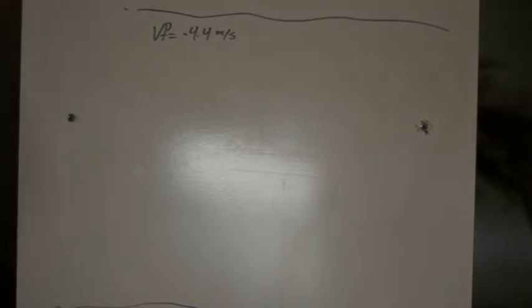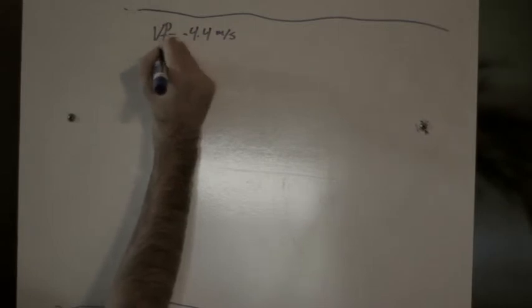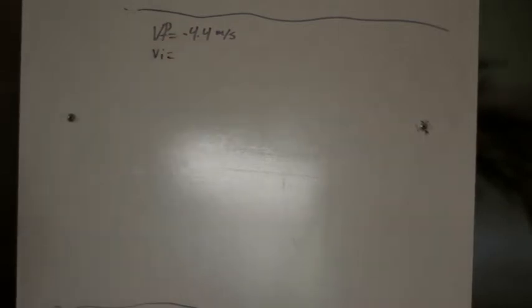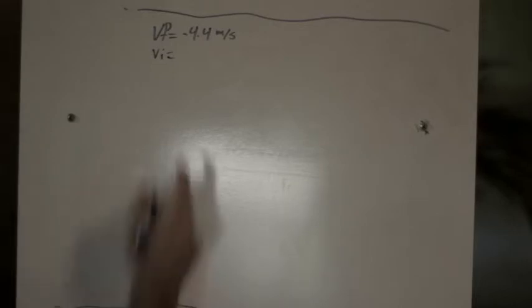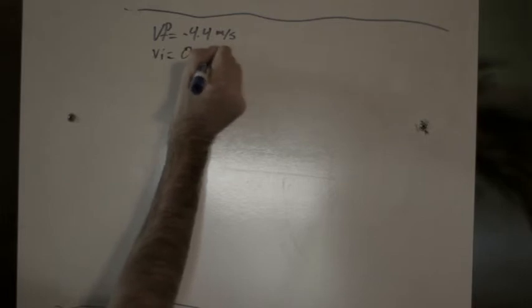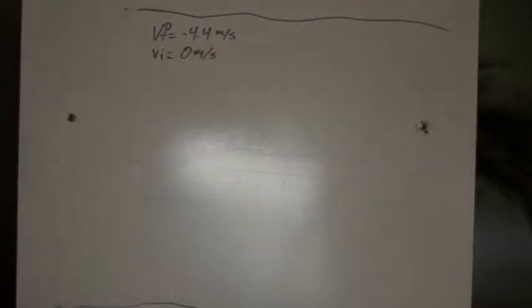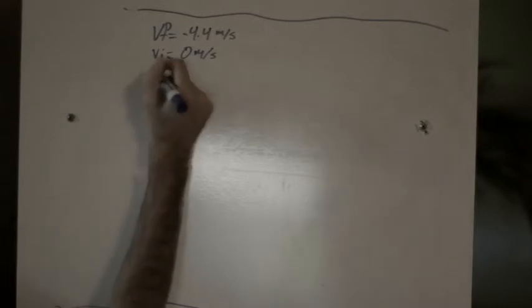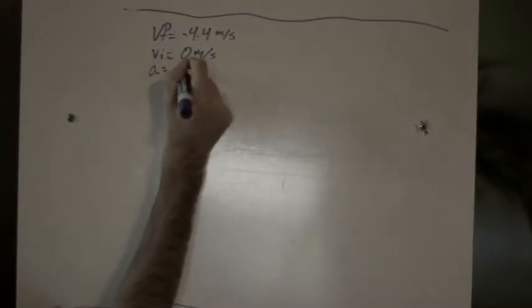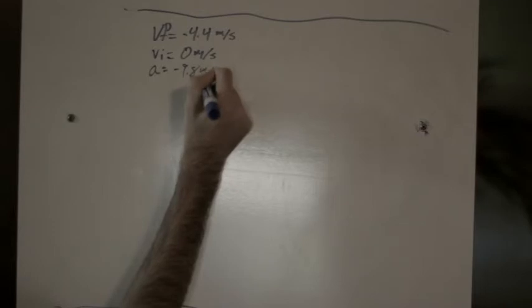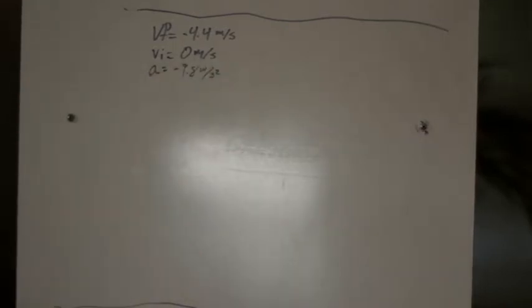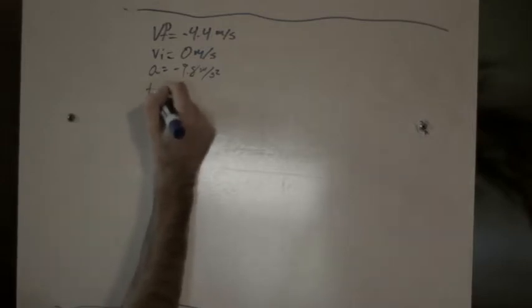Now we know the final velocity, and we know that the initial velocity is equal to 0 meters per second, because remember we're dropping it from rest. And we know that the acceleration is negative 9.8 meters per second squared. But we don't know the time.